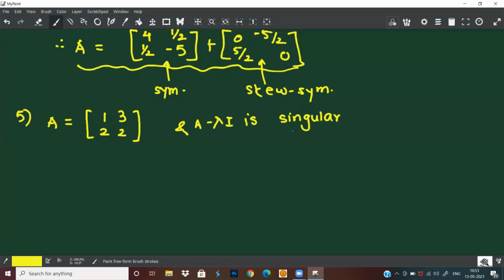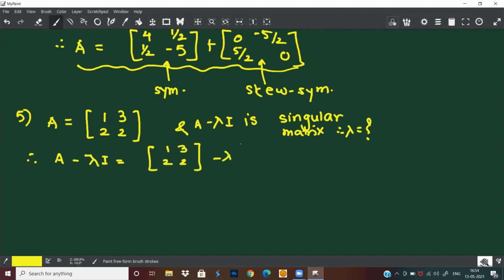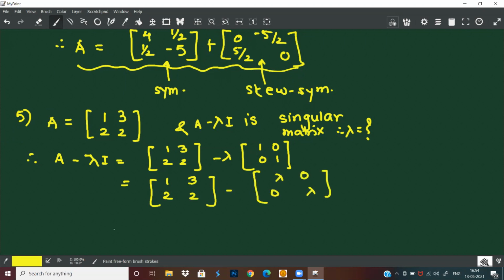Singular matrix. You have to find the value of lambda. First find this matrix. So it is 1, 3, 2, 2 minus lambda I of the same order. So it's 1 minus lambda, 3 minus 0, 2 minus 0, and 2 minus lambda. This is A minus lambda into I, correct?